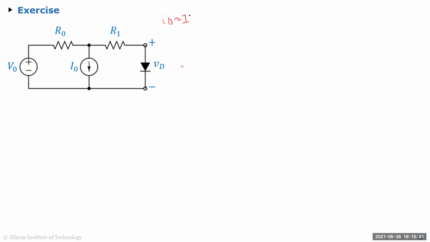ID equals IS times e to the power VD over VT. By the way, who asked this question? Sumant. Okay. Yeah, good question, Sumant. So yeah, no, don't put 0.5 now. You use the real equation and solve it. You know, the node equation method, I said.